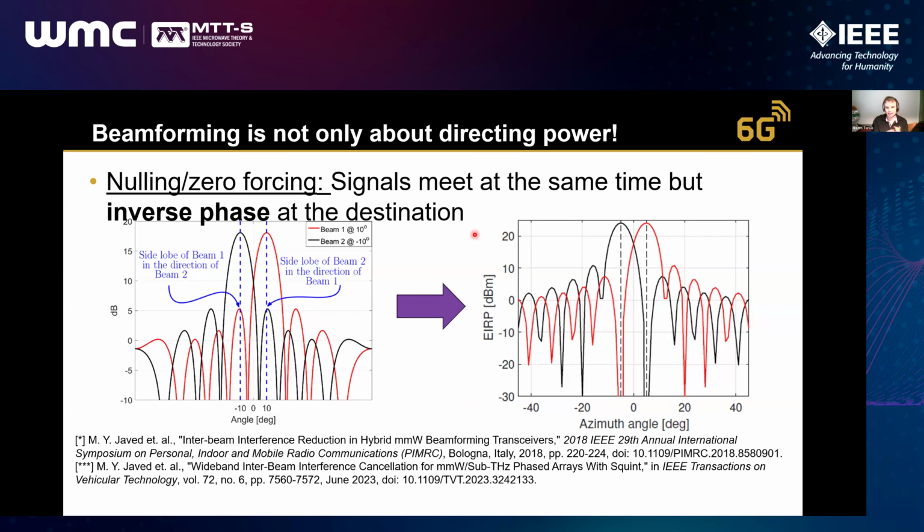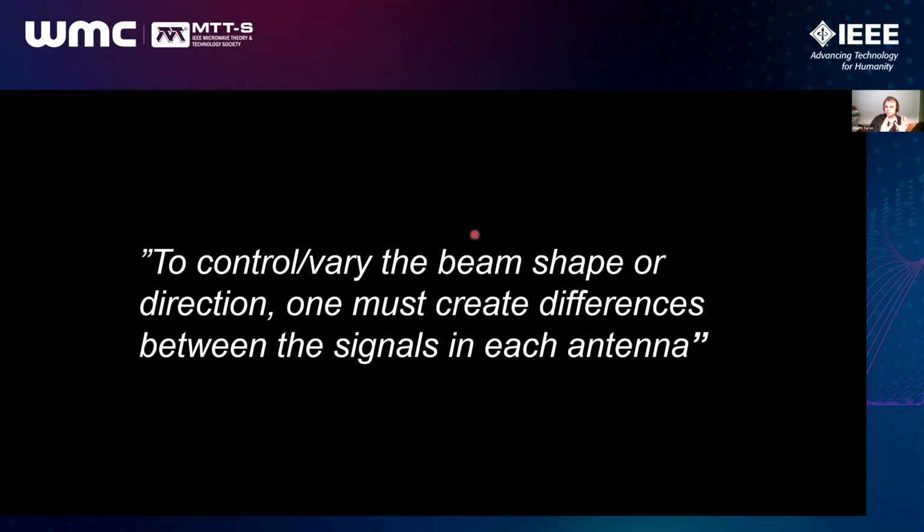And with that, you can create nulls in the beam pattern. But for that, you usually need to control both amplitude and phase excitation over some spatial aperture in a way or another. So, a simple conclusion from beamforming: to control or vary the beam shape or direction, one must create differences between the signals in each antenna path. So differences are needed to control that. Okay.